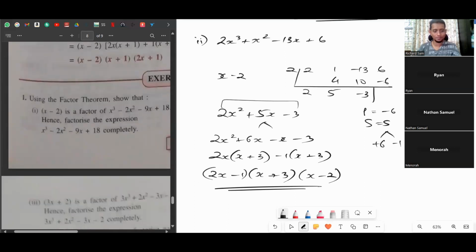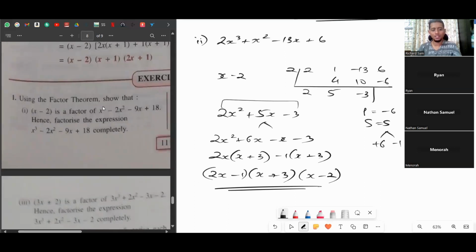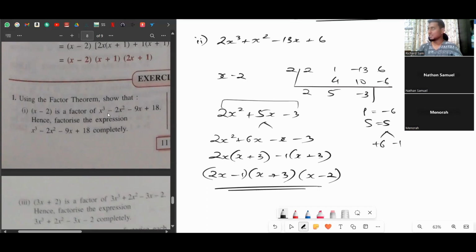Look at the first question here. Using the factor theorem, show that x minus 2 is a factor, hence factorize the expression completely. So they've already given you one factor, x minus 2. So you can skip step 1. Skip means you have to show it. So you'll substitute the value of x, which is 2. You'll find f of 2, and you should get 0. So that way you're showing that x minus 2 is a factor. So they have saved you some time. Instead of trying for 1 and minus 1 and 2 and minus 2, directly you will try for 2. Then you will directly go into the second and third step of it.